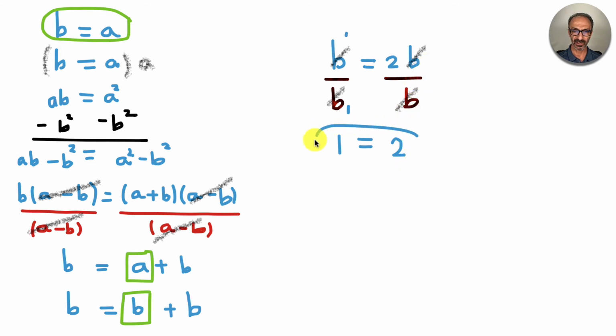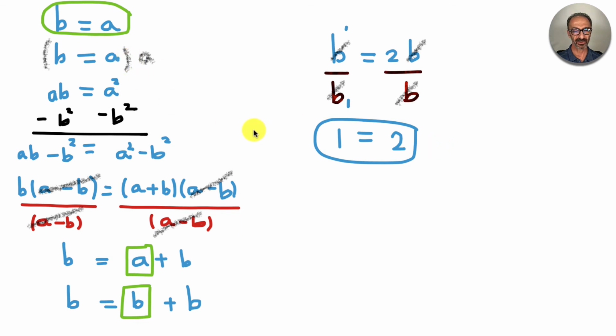It looks like we're done. We proved it. But that can't be true. Where's the mistake? It looks like all my steps are clear, and I don't think I have a mistake. But actually, yes, we do. The mistake is right here. You cannot do that. It looks like we are dividing by a minus b to cancel a minus b. But we cannot do that.